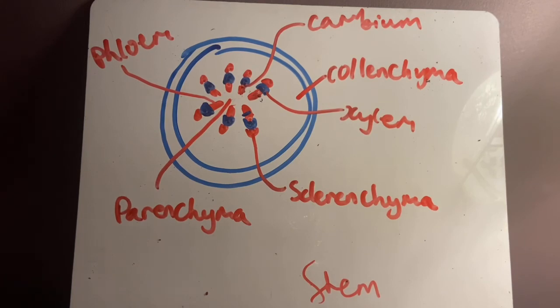The arrangement in the stem is to provide strength and flexibility to withstand bending forces. So the xylem is always on top of phloem, and the collenchyma is for flexible support, and the sclerenchyma is for structural support, and parenchyma is for packing, so basically storage. And you have cambium between the xylem and phloem, which is meristem cells.